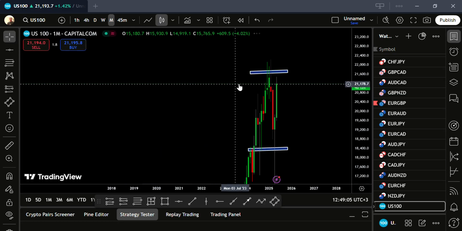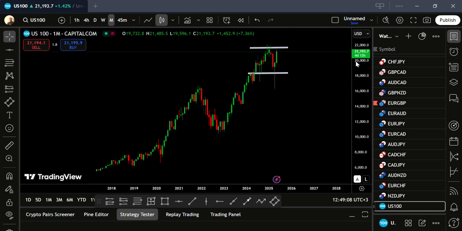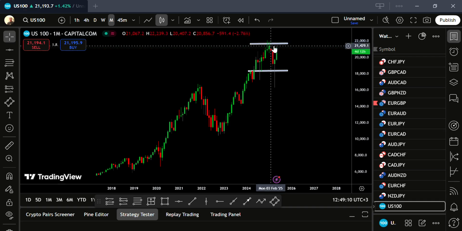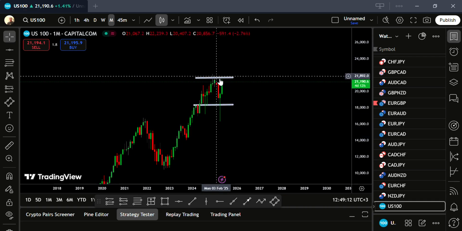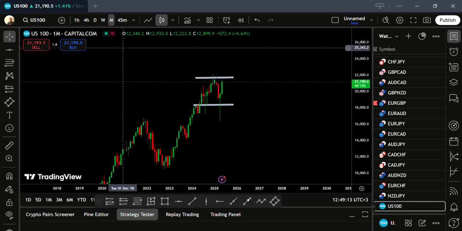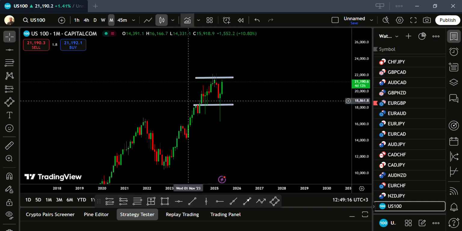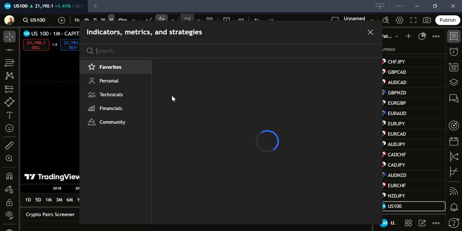Double top on the monthly. You see? Let me just work on it. Double top on the monthly. If you put your RSI, you're going to see a divergence here. Let me get for you the RSI indicator. This one here. I rarely use it.